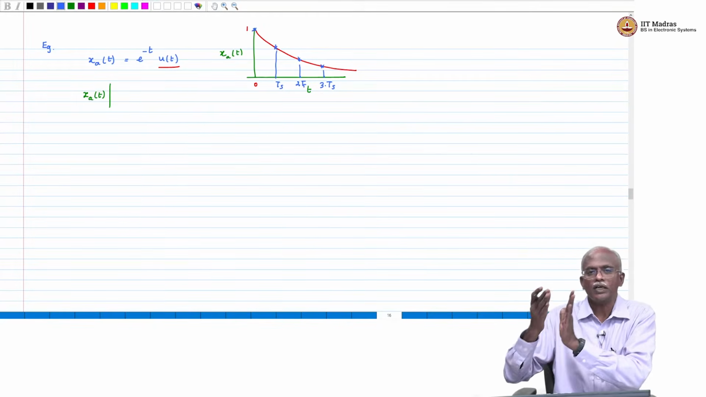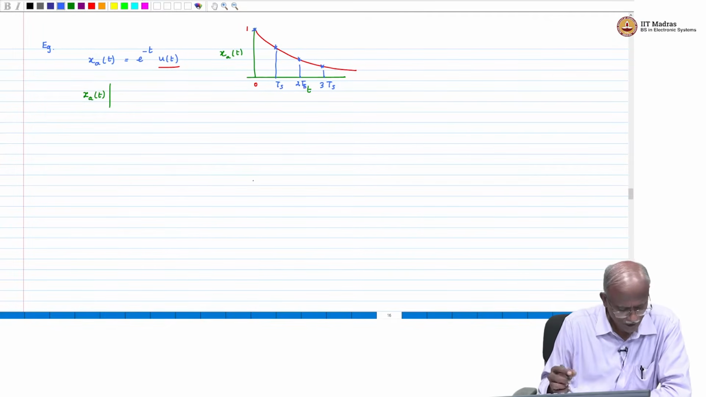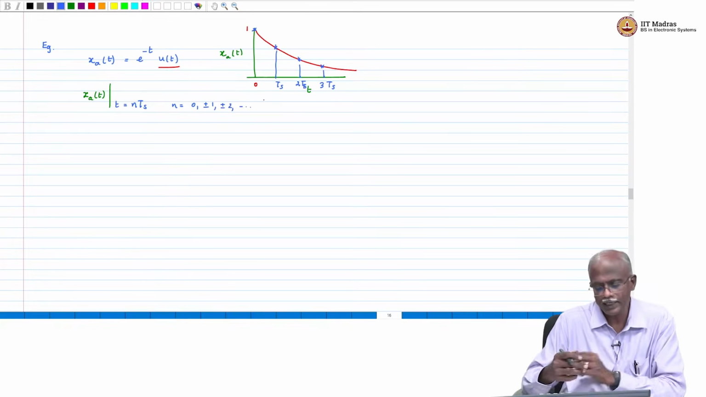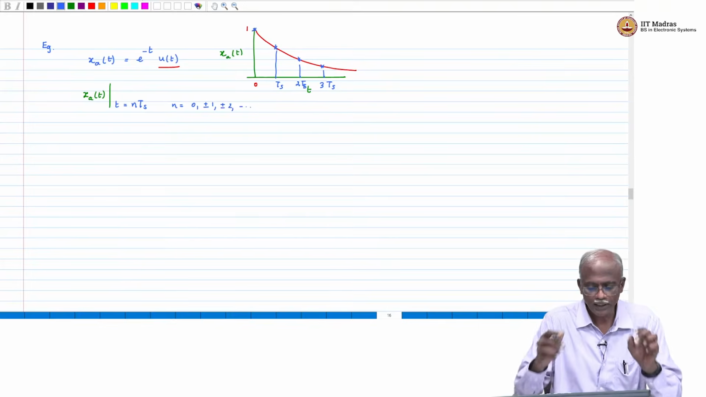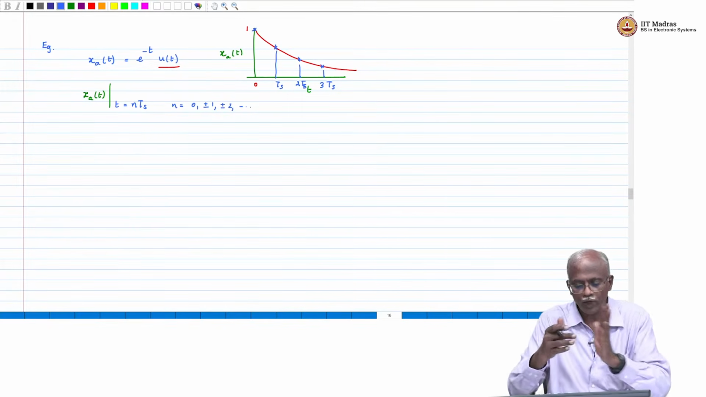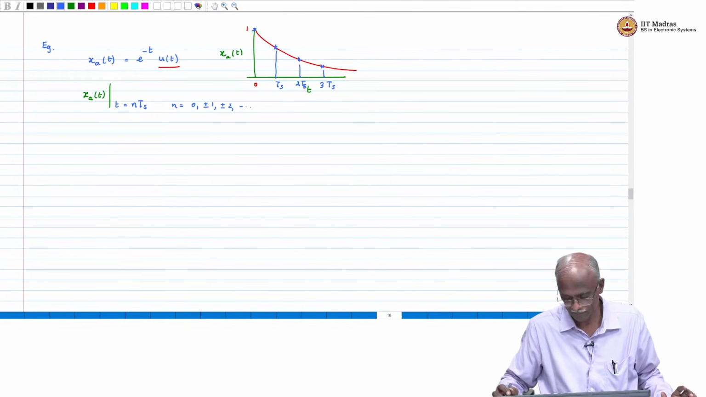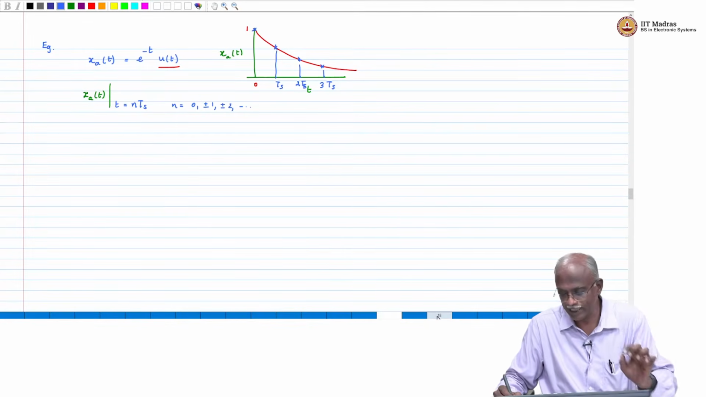So, this is what we refer to as the process of sampling. xa of t evaluated at t equal to nTs, where n can be 0, plus minus 1, plus minus 2, any index. Basically, it is an integer value. Now, once you have done that, you do not have a continuous function, but you have the value evaluated at each of those specific instances of time. That is what we refer to as the discrete time signal.